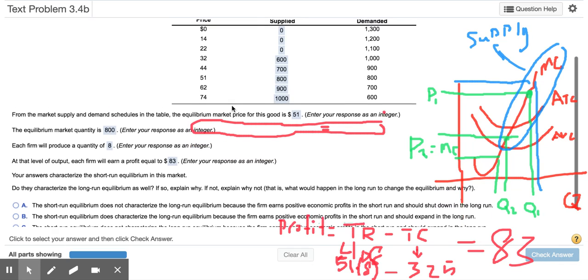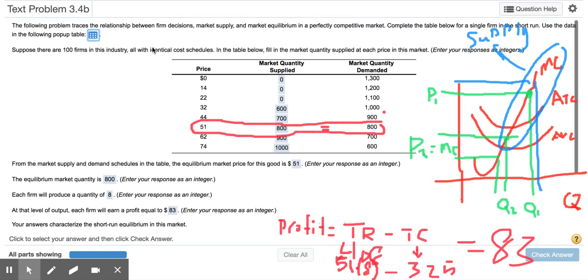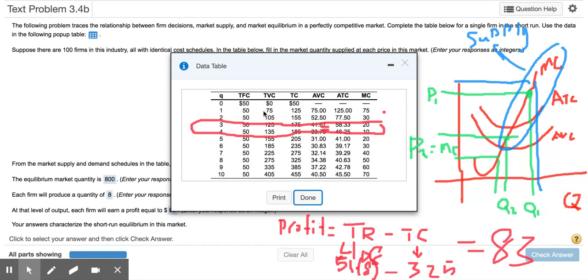With that said, notice that the price is 51 and the price 51 is above both average variable and average total cost. So we are in here. So this firm would be making positive profit, but in the long run, it cannot sustain it. It's going to lose it because of free competition. Prices will go down. And we know that because price is way higher than average total cost.